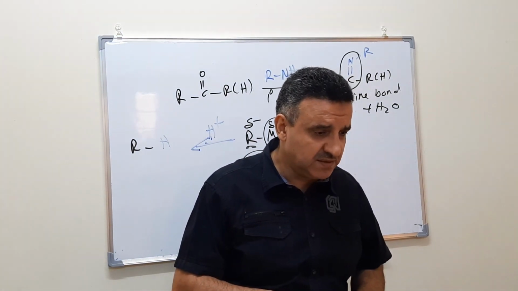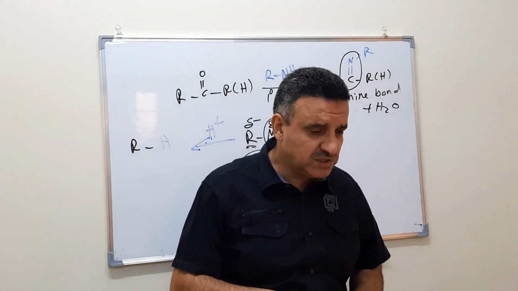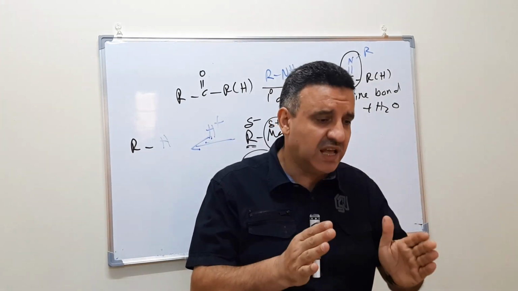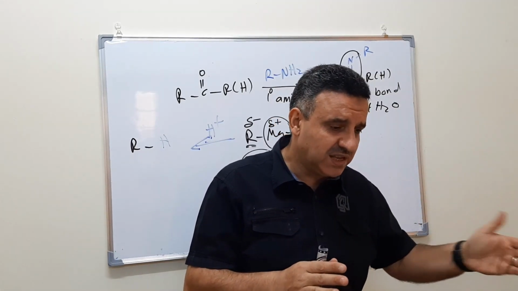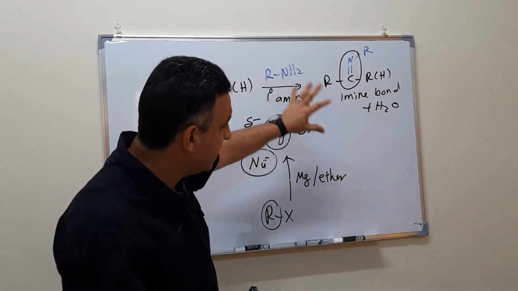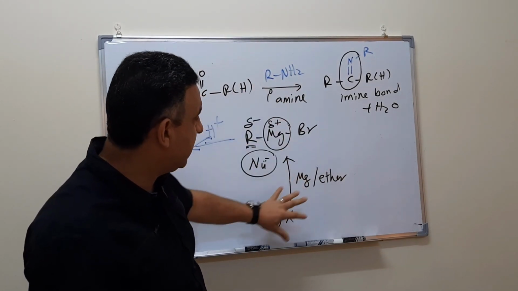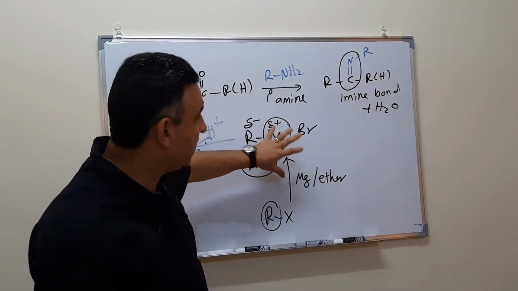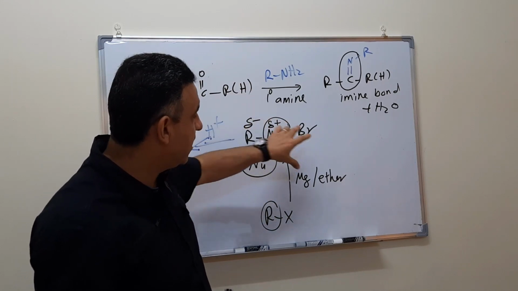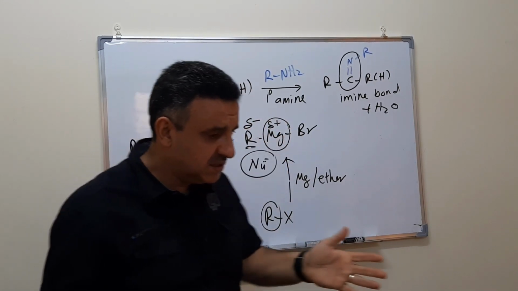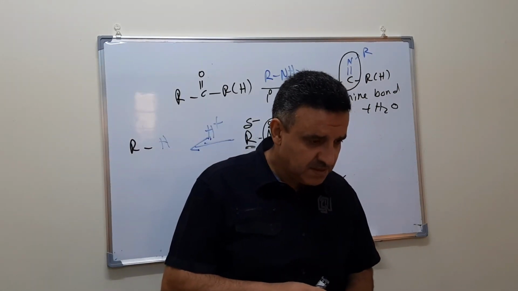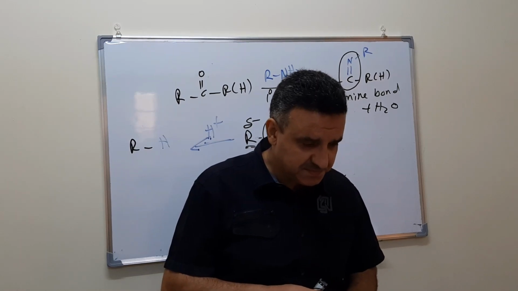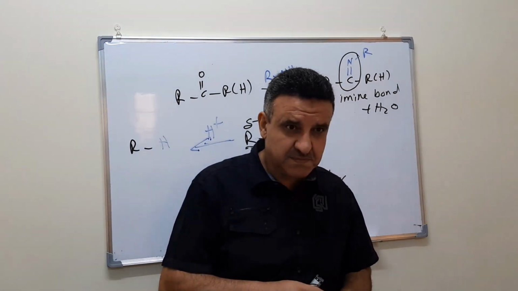Is there any question about specifically this slide before the next slide? Just about the organometallic compounds, about the formation of the Grignards, about the polarization of the bond. If there is any question, please ask now. Any question?